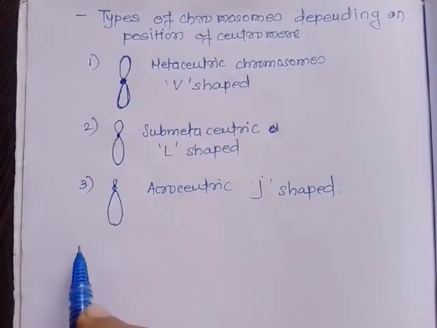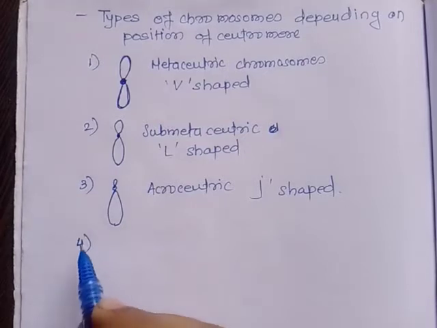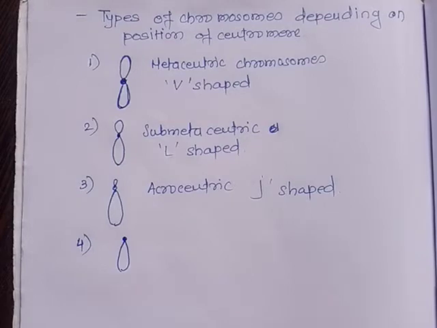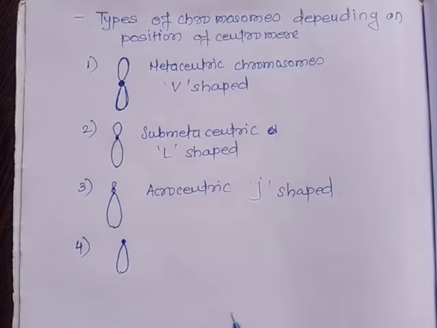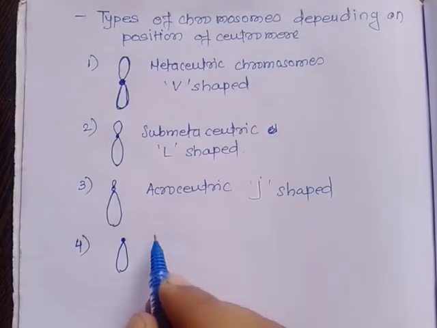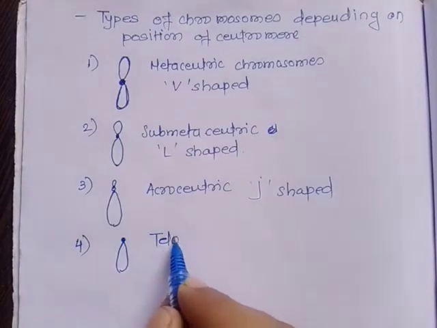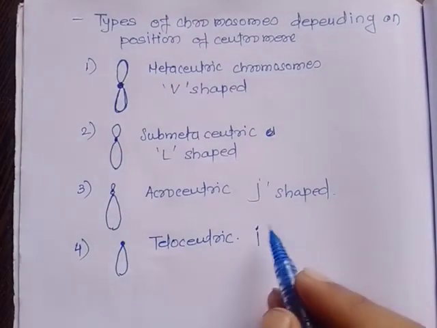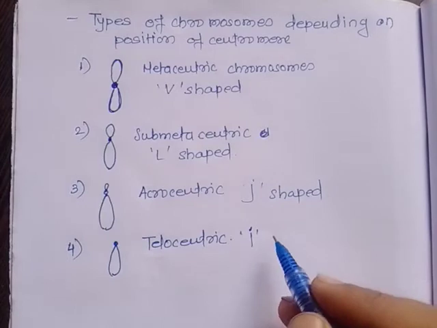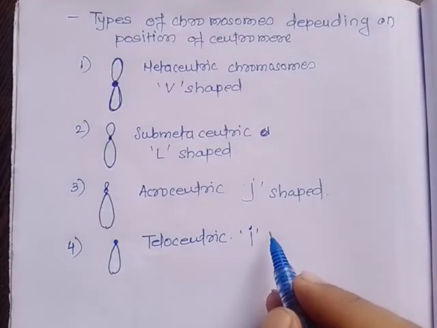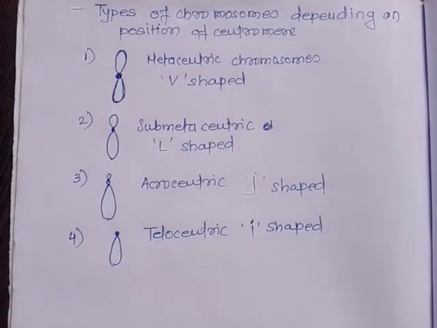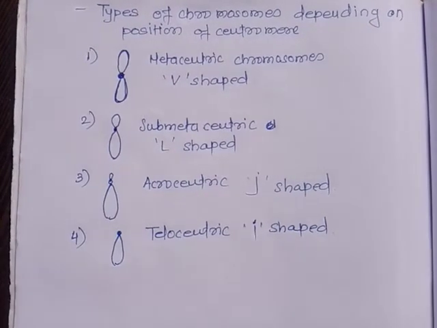Finally, there are I-shaped chromosomes, where the centromere is present at the telomere, that means at the end of the chromosome. Such chromosomes are called telocentric chromosomes. If they are pulled by the centromere, they appear like the English alphabet I, and hence are called I-shaped chromosomes. So these are the types of chromosomes depending upon the position of the centromere.